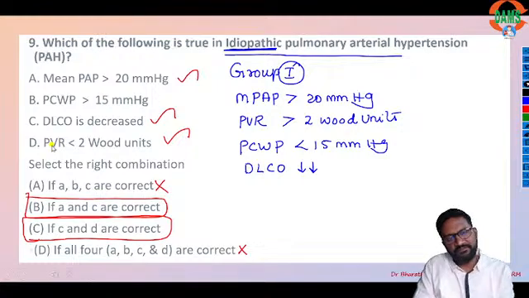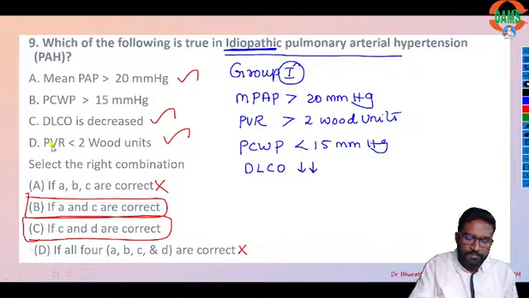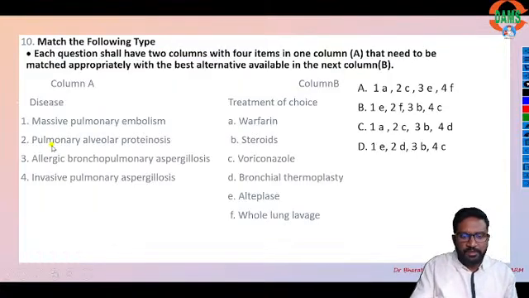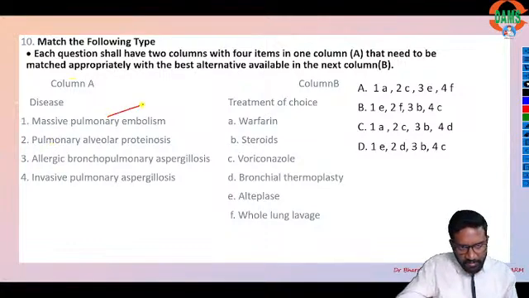So few questions will be like this. Then coming to match the following things. Massive pulmonary embolism, they are asking you the treatment. What is the main treatment? It is thrombolysis. So 1 is 3.